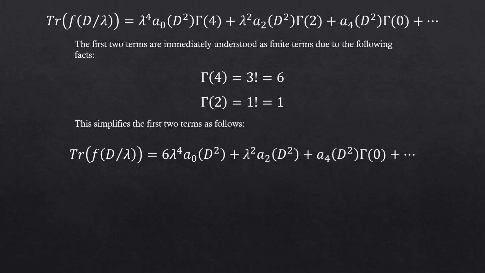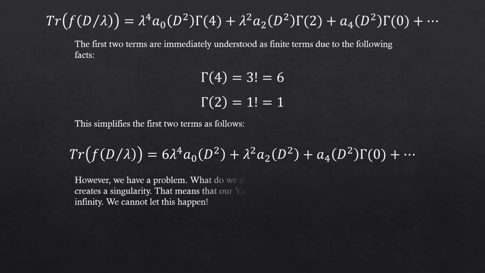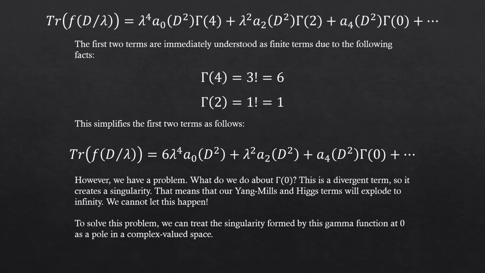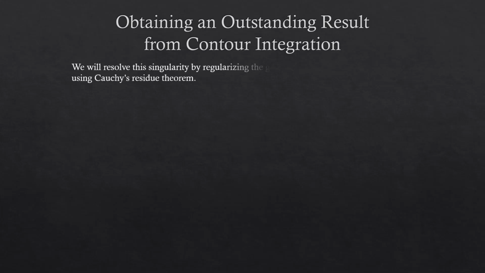So now that we have finite terms here in terms of a scaling function and the Seeley-DeWitt coefficients, let's focus now on that divergent term, a sub 4 d squared with the gamma of 0, which corresponds to Yang-Mills and Higgs terms. We have to get rid of the singularity, gamma of 0. To solve that problem, though, we can treat the singularity formed by the gamma function at 0 as a pole in a corresponding complex valued space. This gives us, however, an amazing result.